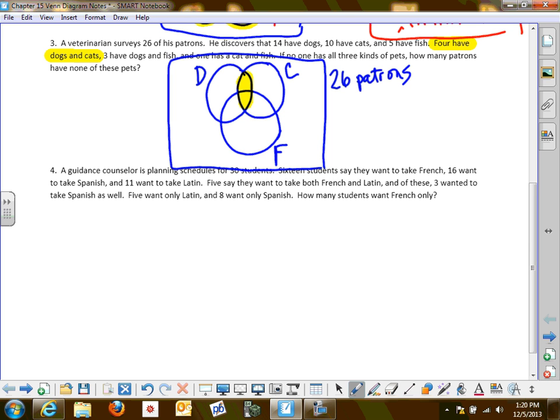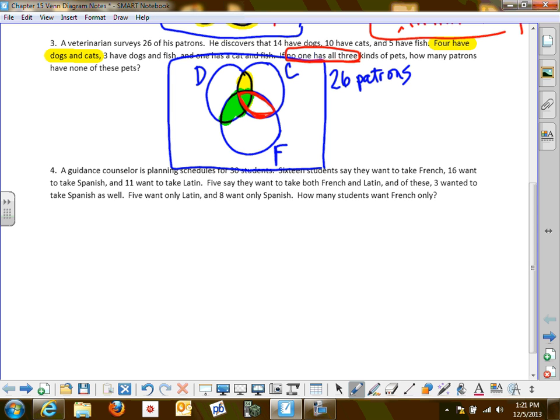Okay, so 3 have dogs and fish. So that would be this little football shape right here, again, which has 2 sections, and we know 3 is in that whole green section, but we haven't divvied it up yet. Okay, and then, here we go. 1 is in the cat and fish. So in this section here, we're going to have 1. Okay, but key, no one has all 3 kinds. So that's what sets this whole thing in motion.